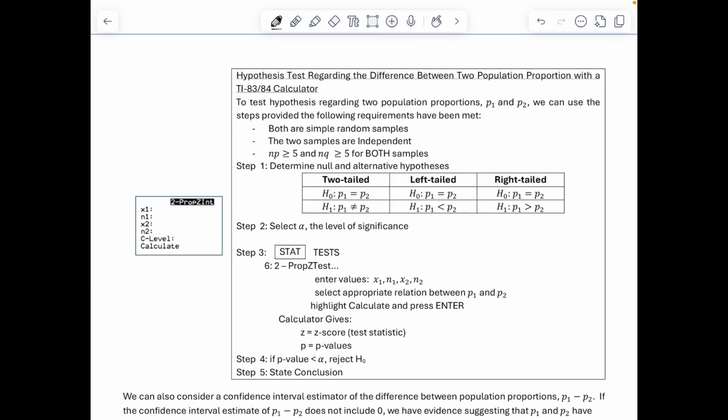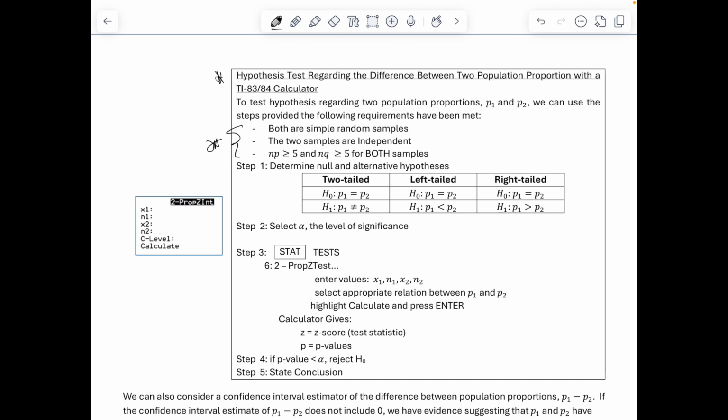At the top of the next page are our directions on how to use our graphing calculator, the TI-83 or 84, for a hypothesis test regarding the differences between two population proportions. The first thing that we need to do is check the requirements, and those requirements that we have to verify are listed here. First, both samples are random. The second is that the two samples are independent, and then we also have n times p and n times q are both greater than or equal to 5 for both samples.